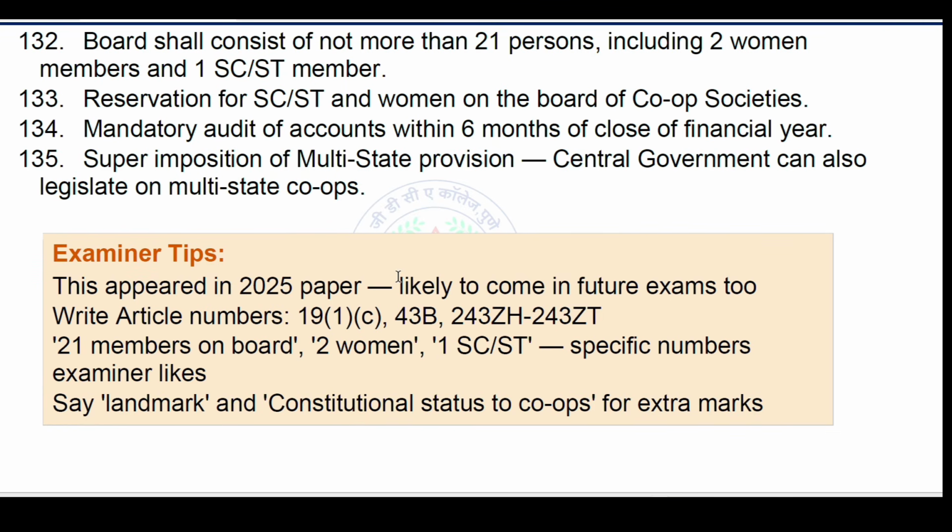So, examiner tips if this question comes this year. This has appeared in the 2025 paper and is likely to come in future examinations too. Actually, I am not giving you surety that this question will be there this year. Write article numbers 19(1)(c), 43(b), then Part IX-B, 243ZH to 243ZT, 21 members on the board, 2 women, 1 SC/ST. Examiners like specific numbers, so underline these numbers. Say landmark and constitutional status of cooperatives for extra marks.